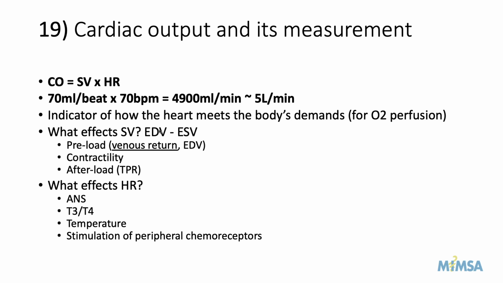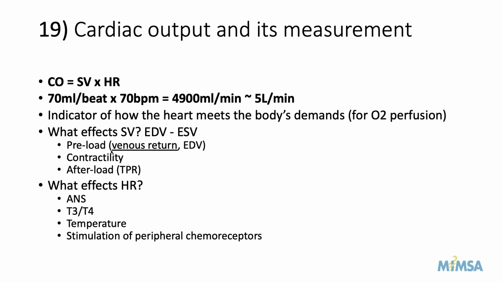And to work out your stroke volume, you basically do end diastolic volume minus end systolic volume. And your end diastolic volume, so the amount of blood left at the end of diastole after your heart is filled up, is about 120 milliliters. And your end systolic volume is about 50 milliliters. So if you do 120 minus 50, you get about 70 milliliters, which is your normal stroke volume.